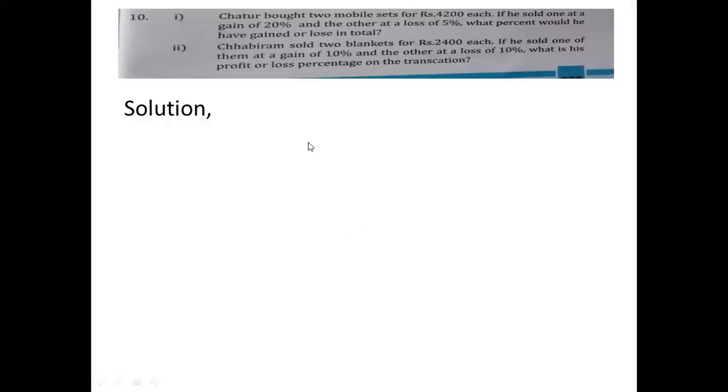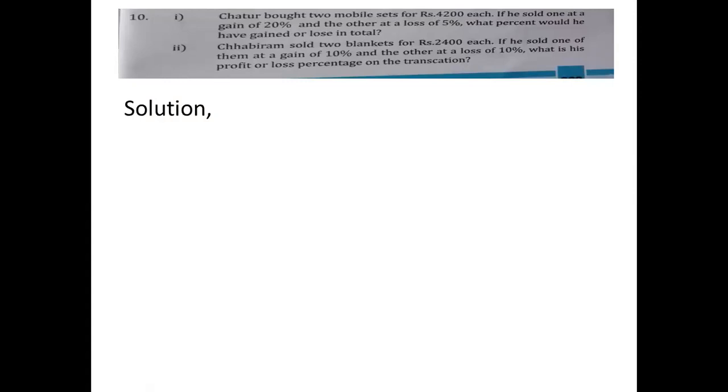Okay, in this question one, look here. Chaturi bought two mobile sets for rupees 4,200 each. If he sold one at a gain of 20% and the other at a loss of 5%, what percentage would he have gained or lost in total?